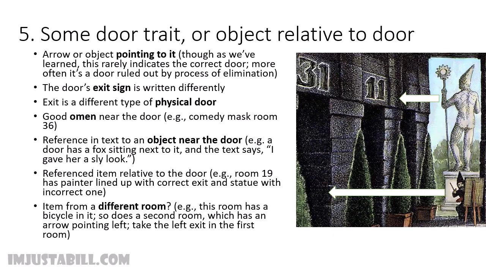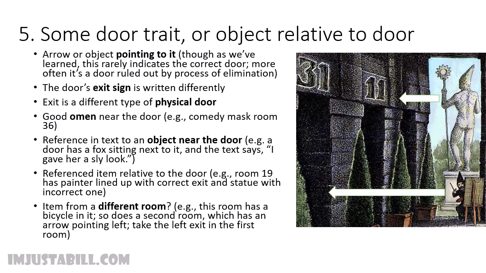Maybe the door's exit sign might be written differently. That might be some way to indicate that door. The exit might be a different type of physical door. Maybe all the other doors are open and this one's closed. Or, it's made of a different material. And in a room an exit might be specified by a good omen near it. So we saw back in Room 36 there is a comedy mask musician and a tragedy mask musician. You go to the comedy one.